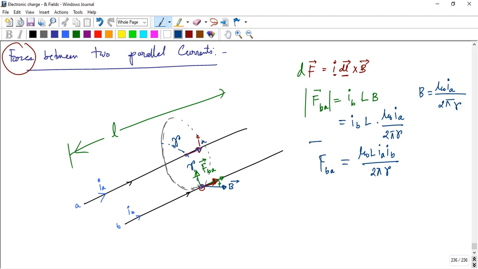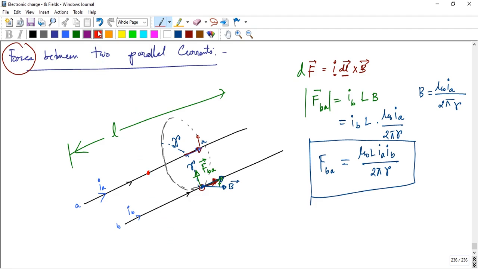Clear? Actually this force comes from calculating I cross B. This magnetic field is called an external magnetic field, not the magnetic field created by IB. It is the magnetic field created by IA. Now, under the same condition, IB also creates a magnetic field, so we calculate the magnetic field at that point due to the IB current.